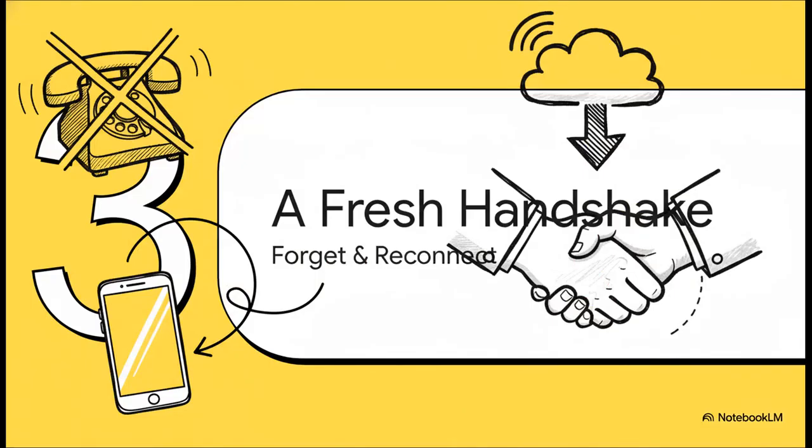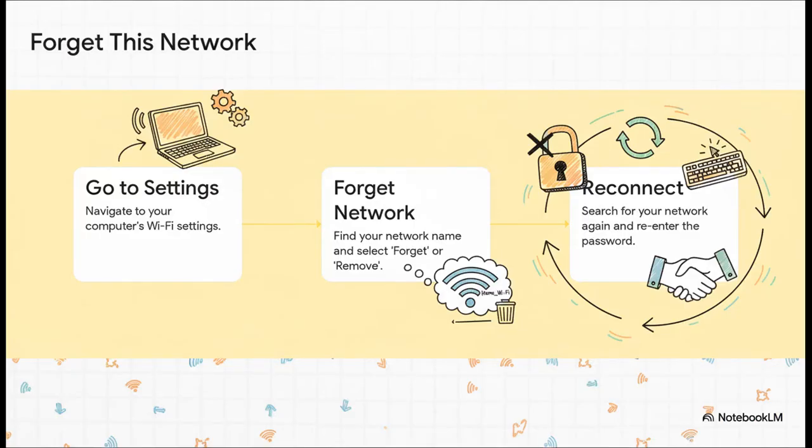You know, sometimes the problem isn't the connection itself, but the saved information your laptop has about that connection. Just think of it like having a wrong phone number saved for a friend in your contacts. You have to delete the old, bad entry before you can put in the new, correct one. So what this does is it forces your laptop to do a brand new handshake with your router. It builds a totally clean connection from scratch. This is especially useful if, say, you recently changed your Wi-Fi password or maybe got a new router.